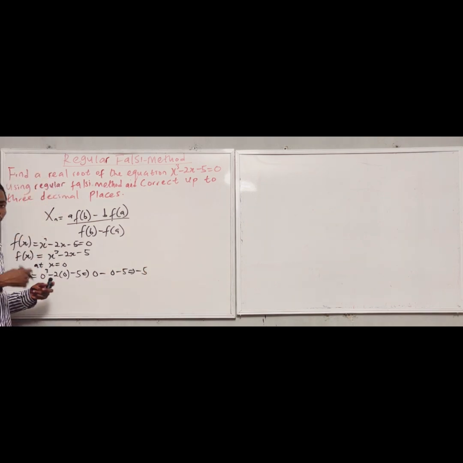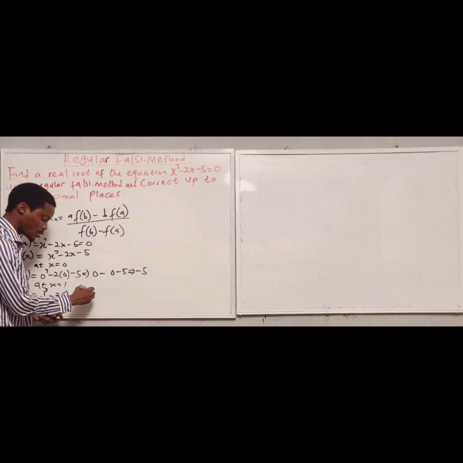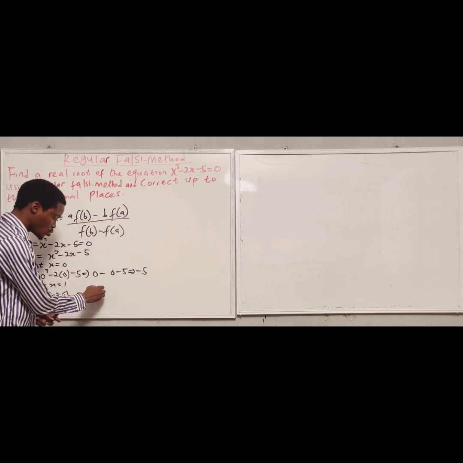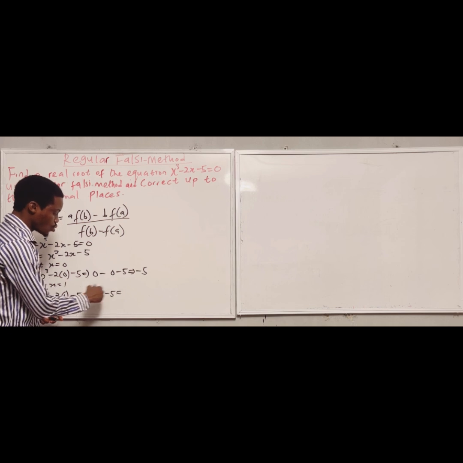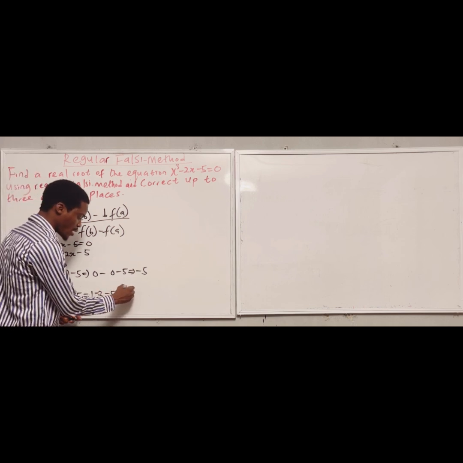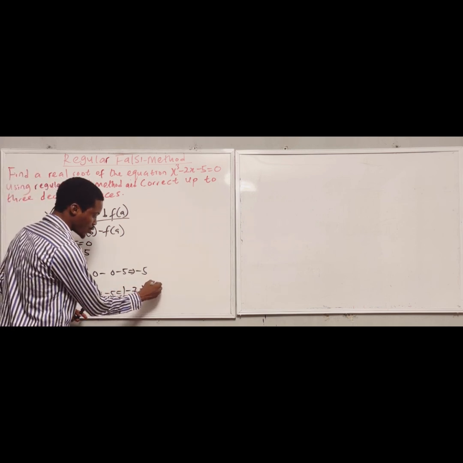So I'm going to test at x is equal to 1. I'm going to have f of 1 is equal to 1 to the power of 3 minus 2 times 1, then minus 5. 1 to the power of 3 is 1. Minus 2 times 1 is minus 2. Then minus 5. 1 minus 2 minus 5, we have 1 minus 7, which shall give us minus 6.